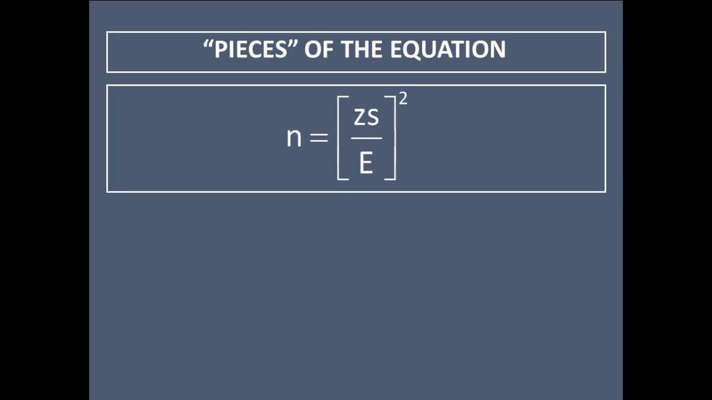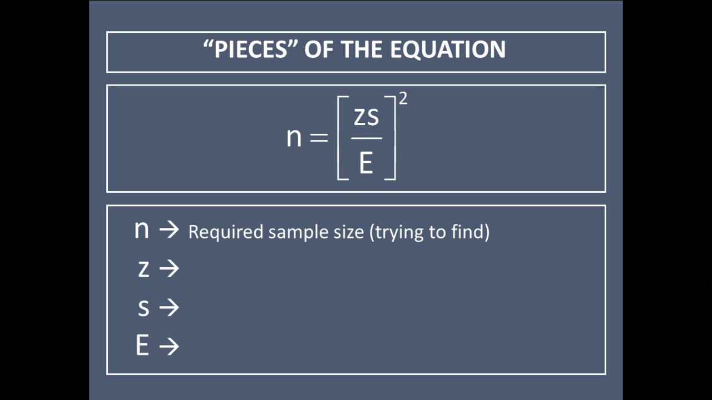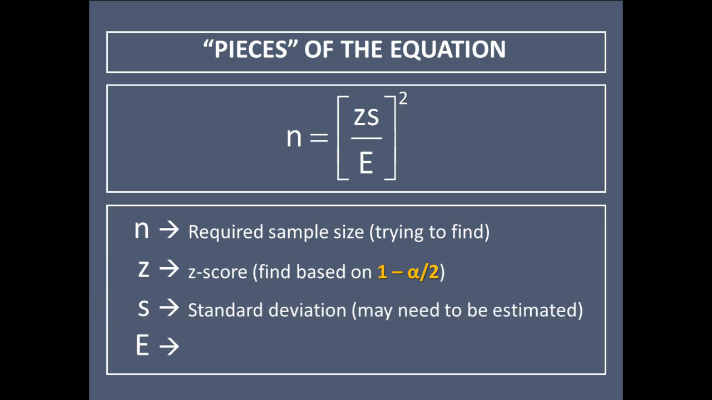The bits and pieces of that equation, as we said: n, that is the sample size. That's what we're trying to figure out. The z-score, we will find based upon the probability of 1 minus our level of significance divided by 2. The sample standard deviation, we may need to estimate that. 3 ways we can do it: old study, max and min divided by 4, pilot study. And E, the maximum allowable error, will be a piece of given information within the question.